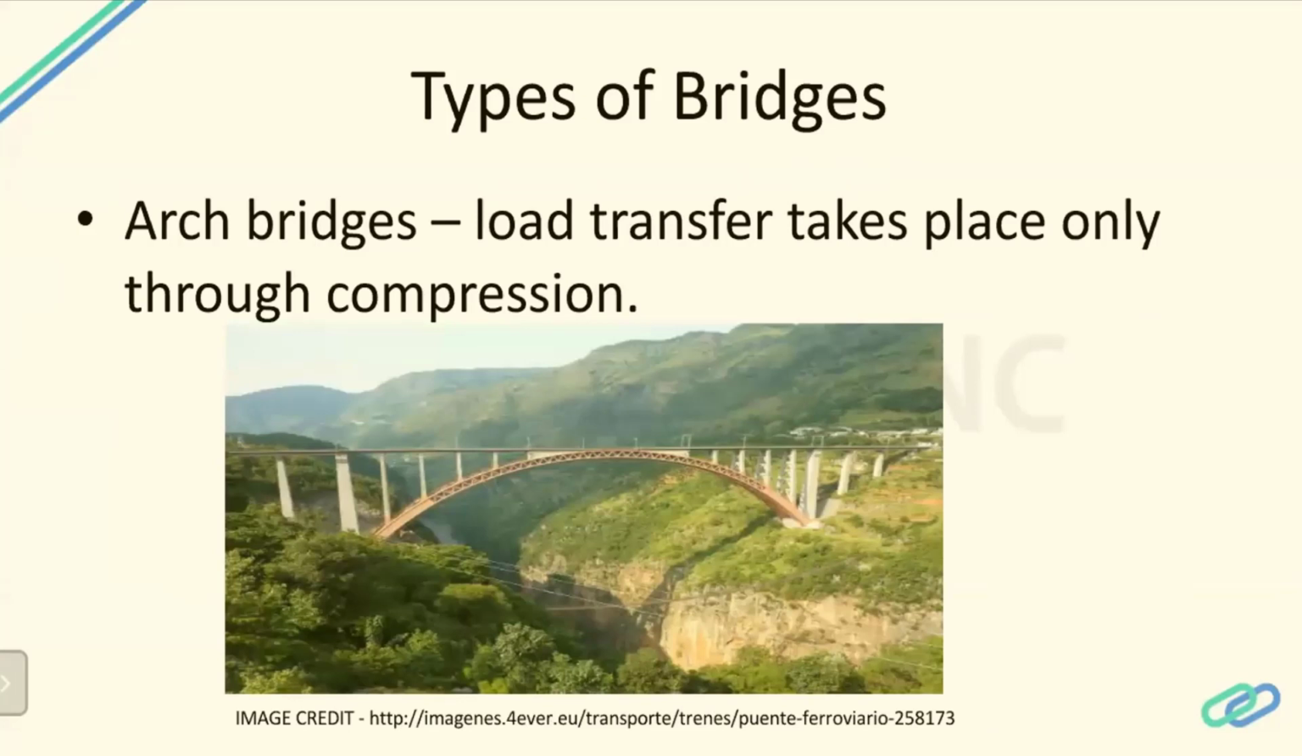Now comes the arch bridge. You know the behavior of an arch. Here the load transfer takes place only through compression. The vehicles are traveling on the roadway. The load on the roadway is transferred through vertical members called hangers. The hangers transfer the vertical load to the arch, and the arch transfers that load through compression to the supports, and then the load is transferred to the foundation. That is the behavior.